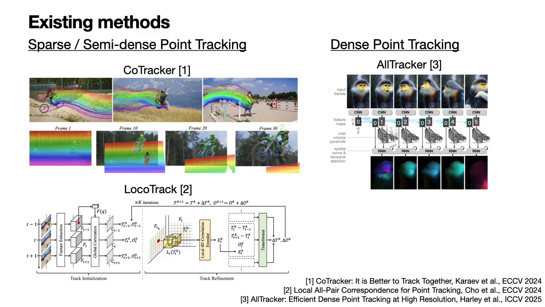One boosts occlusion robustness by reasoning over multiple tracks, another extends 2D correlations into a 4D volume, and another proposes a unified model for tracking all points in a video. A shared ingredient across these models is the cost volume. They compute similarity between image features across frames to match points over time.